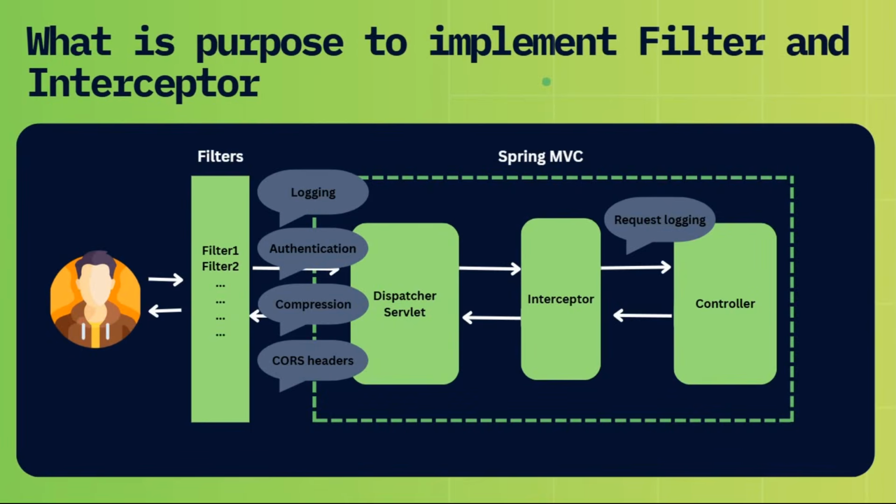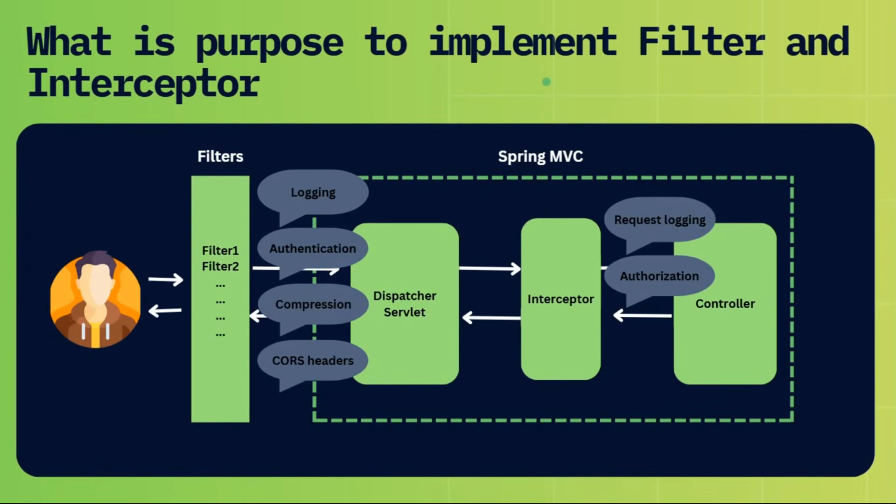2. Authorization. Interceptors are ideal for handling authorization logic. Before a request reaches the controller, you can check if the user has the right roles or permissions. If not, you can stop the request right there. No need to clutter the controller with access checks.